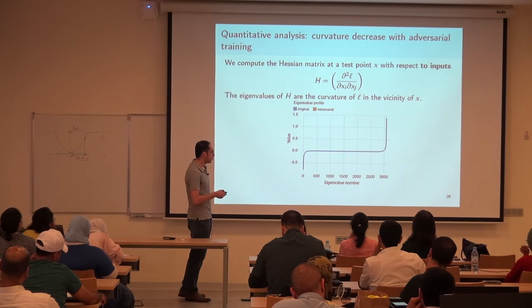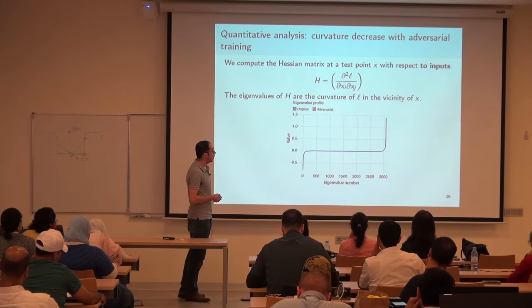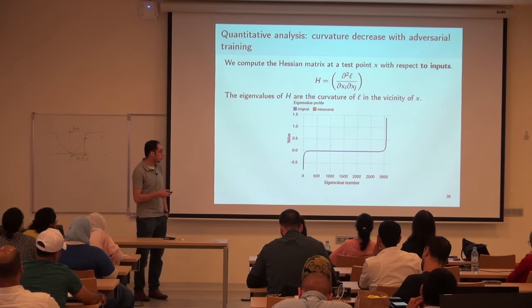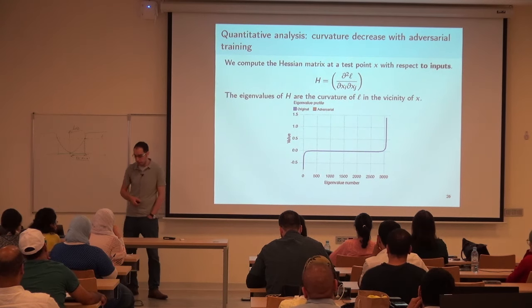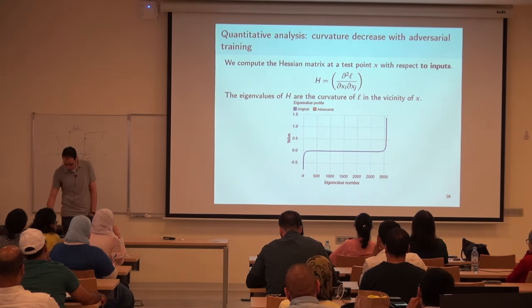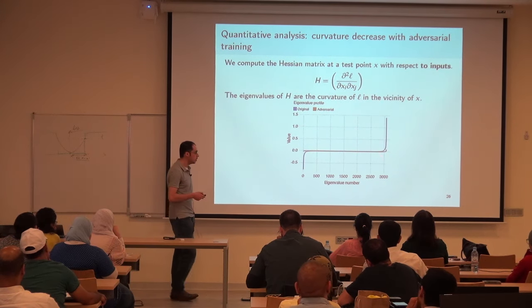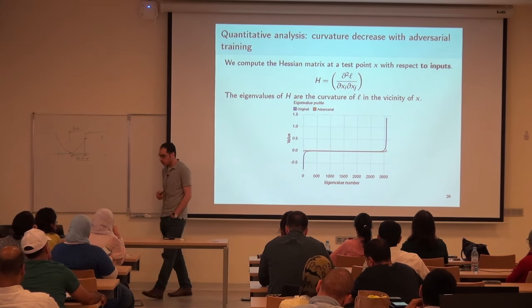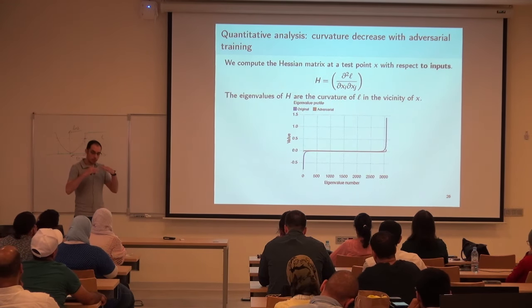And this is the curvature profile, the sorted eigenvalues before adversarial training. You see here that there is some positive curvature, some negative curvature, and most of them are actually quite flat. That's before adversarial training. Now, after adversarial training, the curvature has significantly decreased, which really supports the qualitative experiments that we've done before, that the loss function has become more linear.